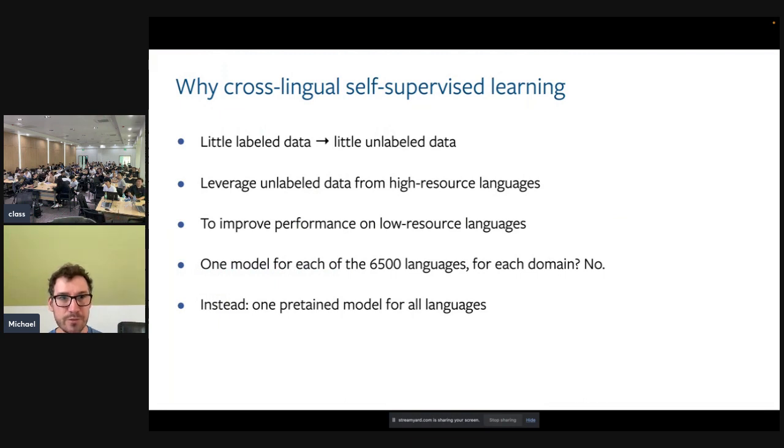And then there's also the aspect of having different models for each of the many languages we have. So for the 7,000 languages, having a separate model for each language, for each domain, for each accent. This is just a lot of different models. So maybe we can have a single model for all the different languages that you're going to deal with.